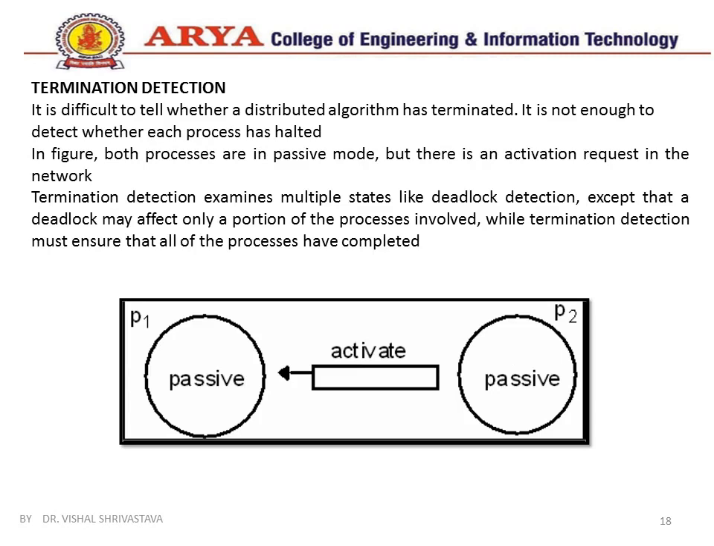Termination detection. It is difficult to tell whether a distributed algorithm has terminated. It is not enough to detect whether each process has halted. In the figure, both processes are in passive mode, but there is an activation request in the network. The termination detection examines multiple states like deadlock detection, except that a deadlock may affect only a portion of the processes involved, while termination detection must ensure that all the processes have completed.